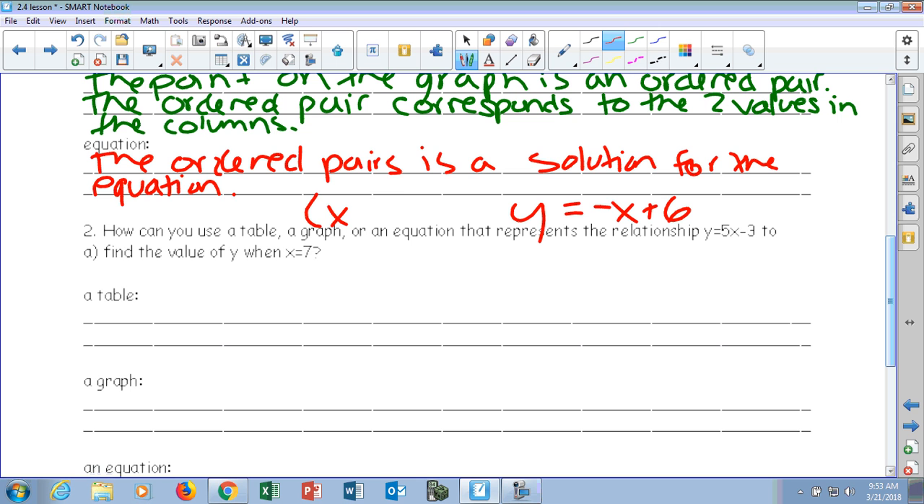And again, our ordered pairs are the x comma y. That's how it's expressed.